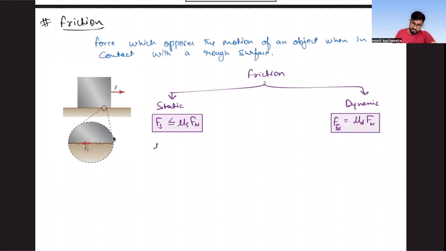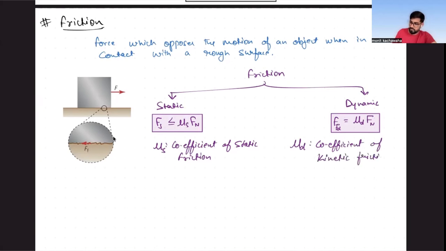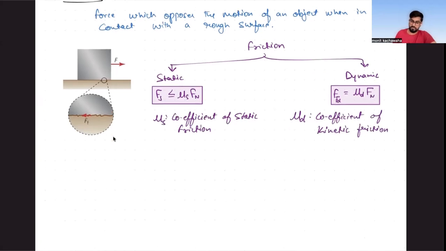Now, mu is simply the coefficient of friction. Mu s is the coefficient of static friction, and similarly, mu d is nothing but the coefficient of kinetic friction. So no need to worry about it. You will get it clear when to use which formula.